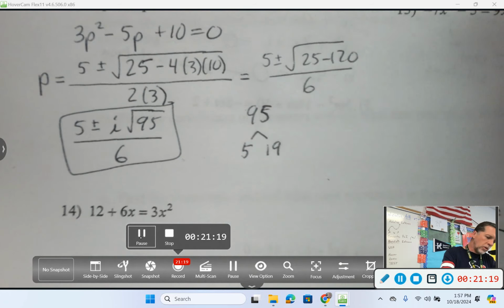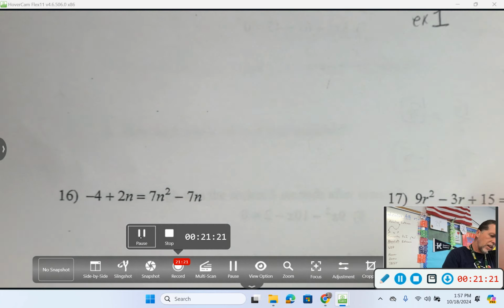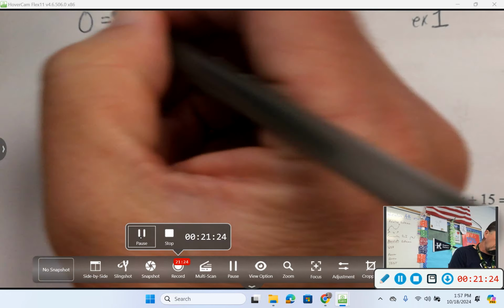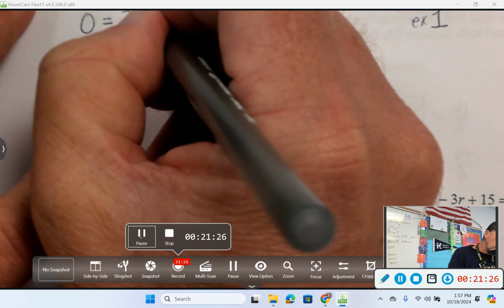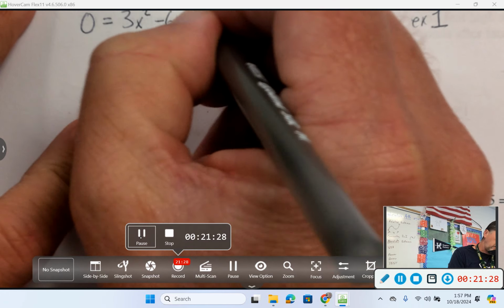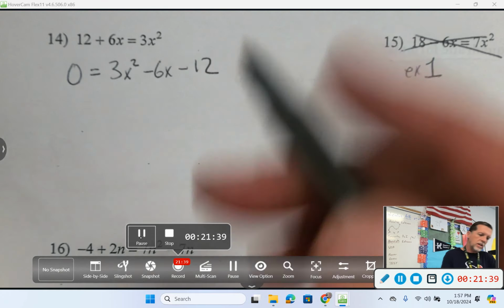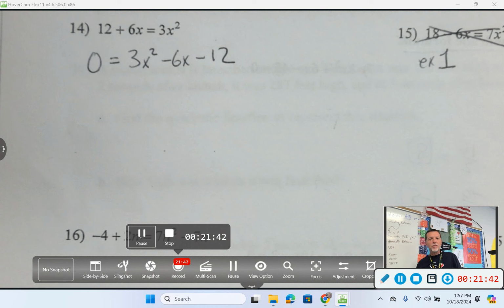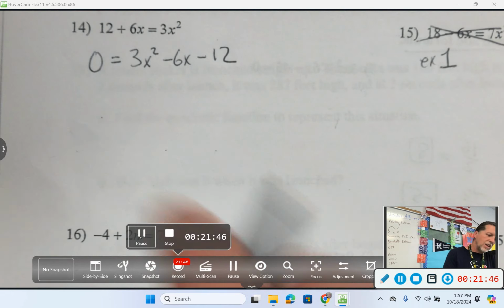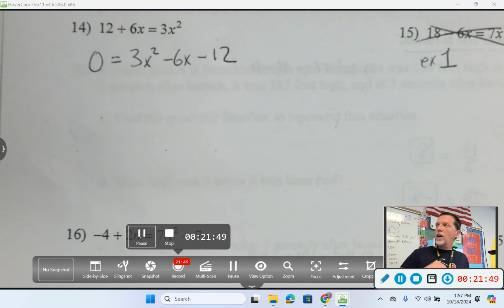Let's do one more. Let's look at number 14. Again, I'm going to move things over so that a is positive. If you don't mind a being negative, you could move the 3x squared over and have negative 3x squared. Everything would still work. You'd still get the same answer. I just prefer a to be positive. What can we do next on 14? Divide by 3. So I'm going to hit pause. Why don't you divide by 3 and then see if you can take it start to finish.